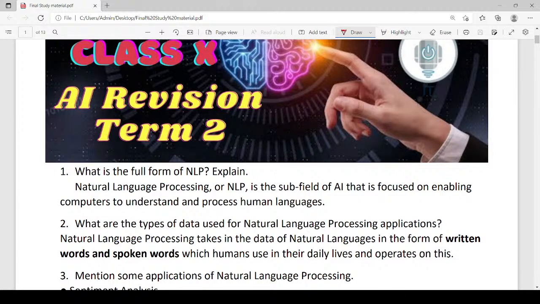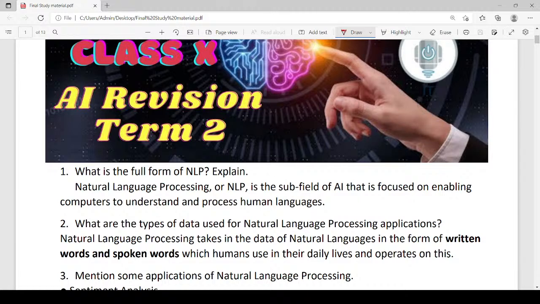Now the second question, what are the two types of data that we feed into NLP applications? It is written words or spoken words. You can give the answer as text or speech. Now the next question to you all is, name some applications of natural language processing. We have seen a few applications given in the textbook. We know a lot of applications that are available in the real world.